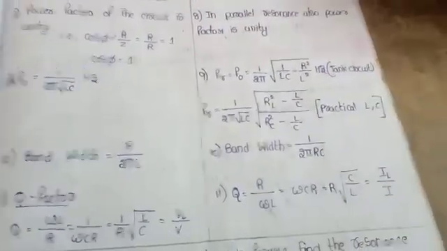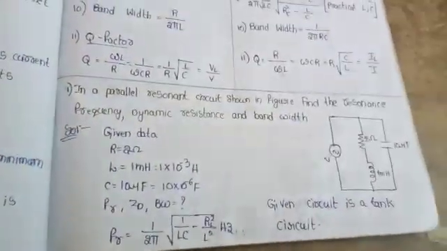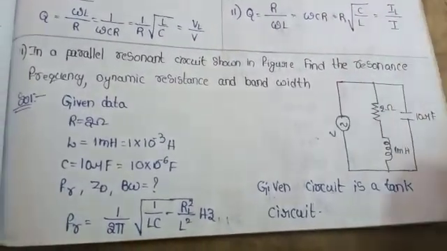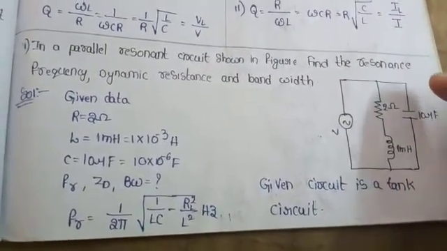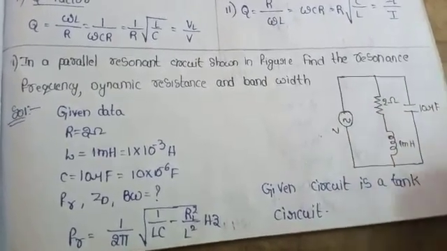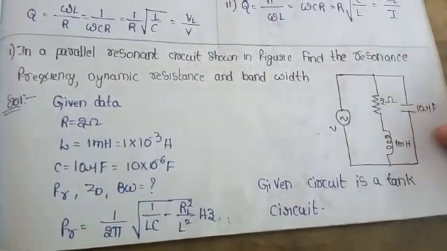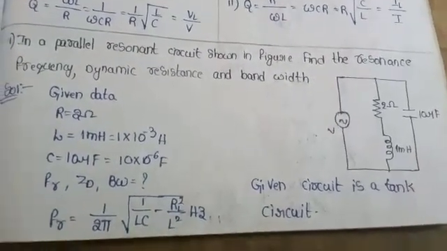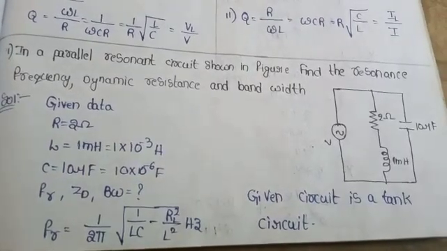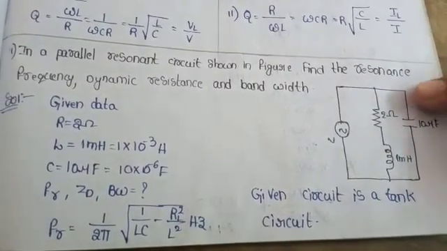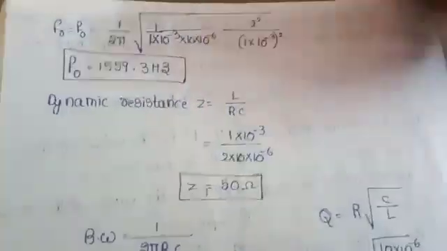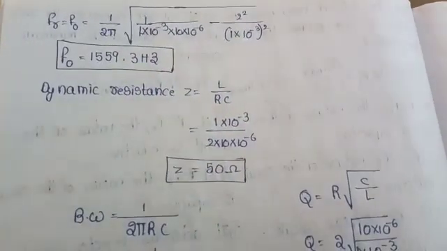Now go for the problems. A tank circuit, a parallel circuit, is given, and we have to find the resonant frequency, dynamic resistance and bandwidth. It is a tank circuit. What is the resonant frequency for a tank circuit? 1 by 2 pi root of 1 by LC minus R square by L square. We know the R value, the L value and the C value. Substitute these values.